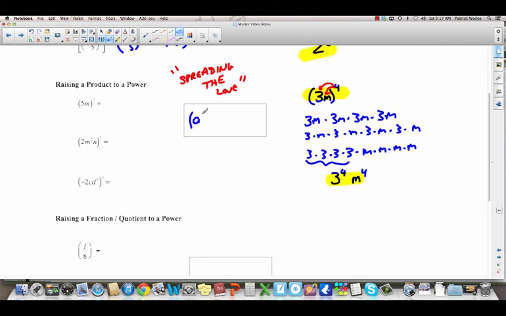If you had something like AB, so A times B, and it's raised to the n power, that's the same as A to the n power times B to the n power.